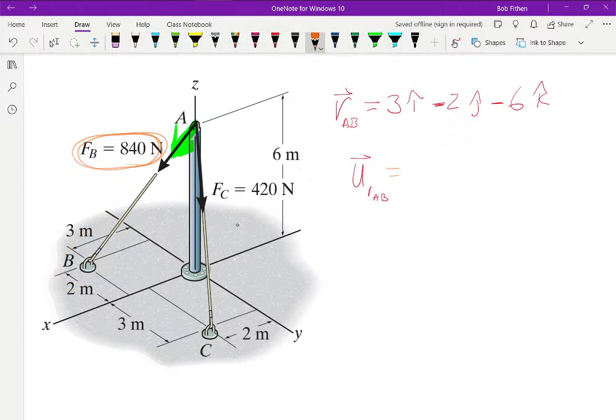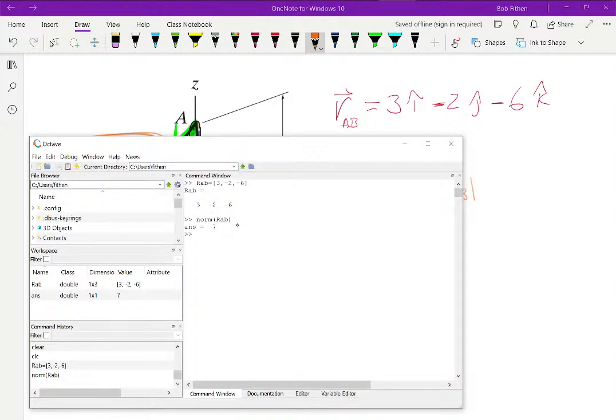So what we would get here is RAB over the length of RAB, and conveniently we can do that. Okay, U RAB, the unit vector in that direction, is RAB divided by the norm of RAB. So I get these numbers.